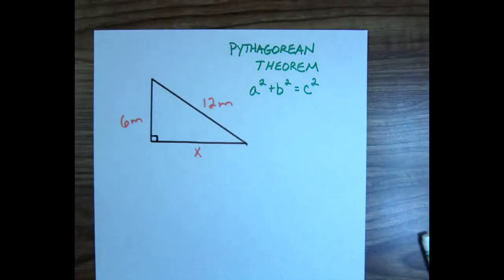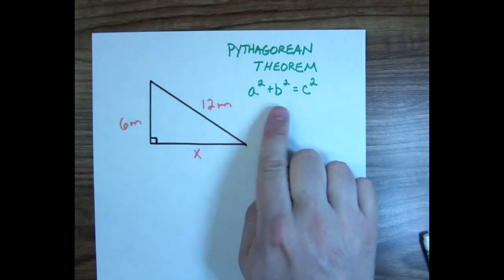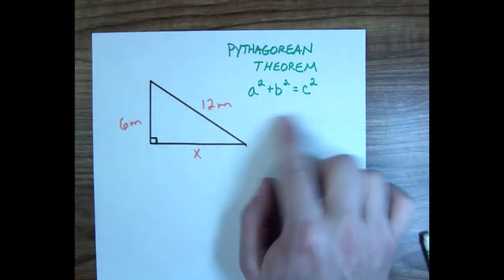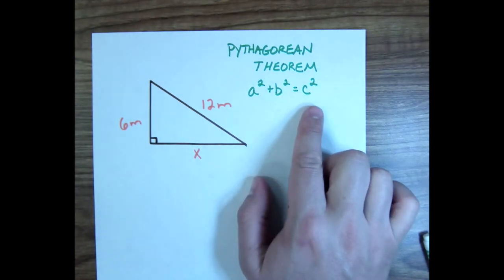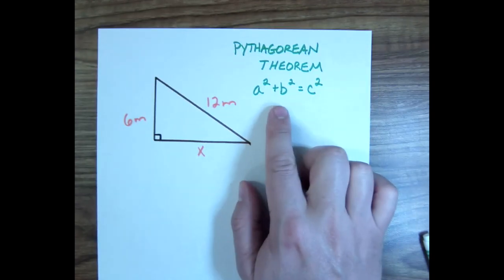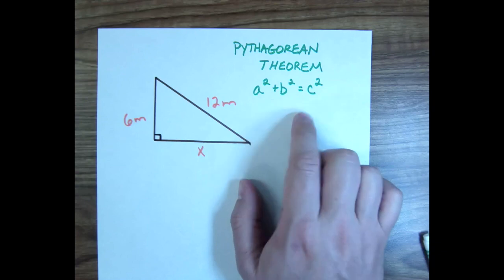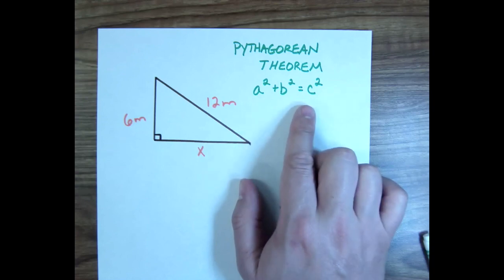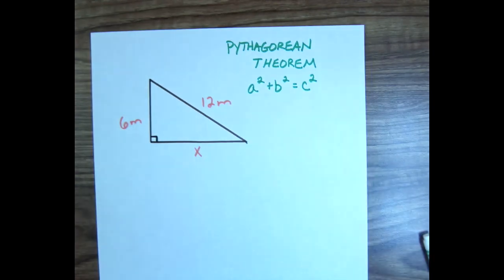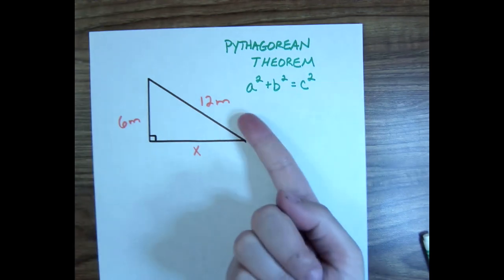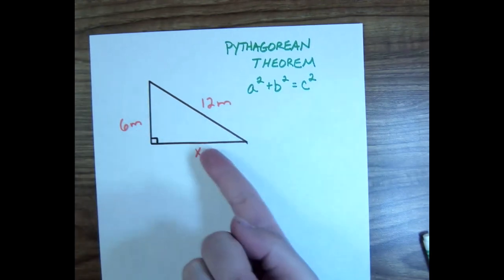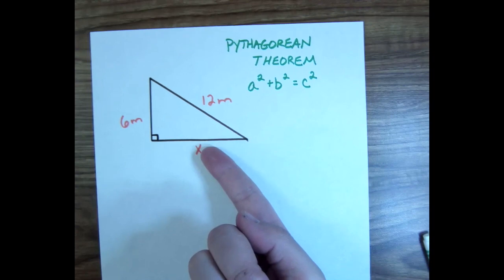So what the Pythagorean theorem is saying is that the sum of the squares of any two legs of a right triangle is equal to the square of its hypotenuse. In layman's terms, if you take the two short sides, square them and add them, it should equal the long side squared. So how do we know which side is going to be the long side? Like, I know 12 is bigger than 6, but is it going to be bigger than whatever that is?